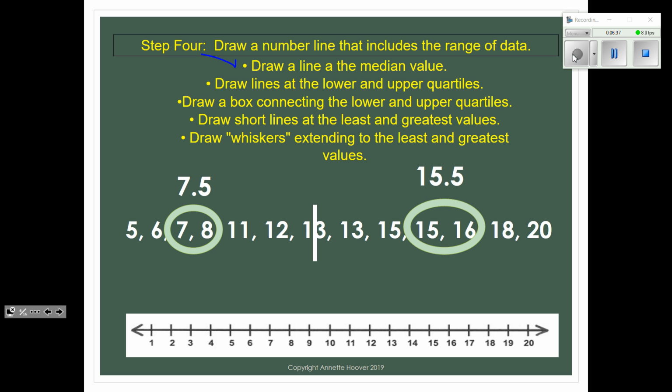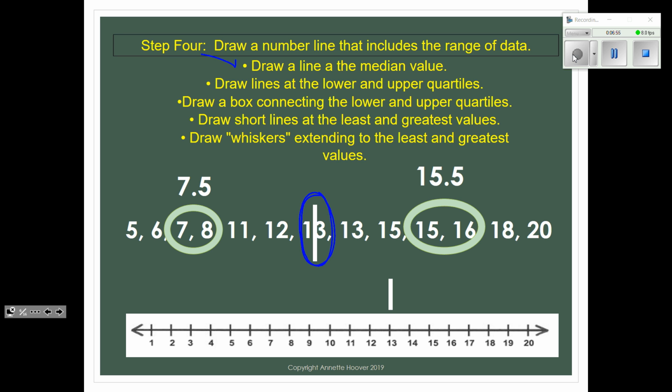Now I want to draw a line at the median value. Start here in the middle. We decided that 13 was the middle. I usually just do it right above the number line. You could do it right on top, but I like it better above the number line. I'm going to put a line there for the median.